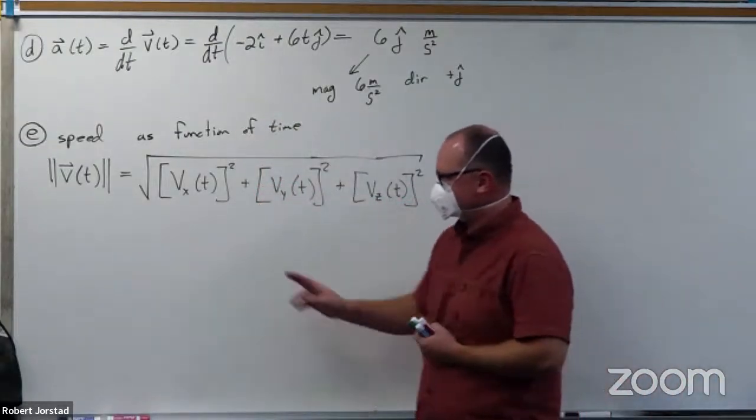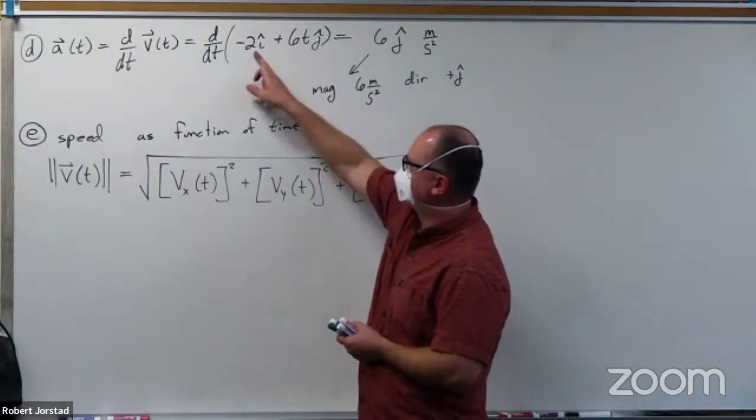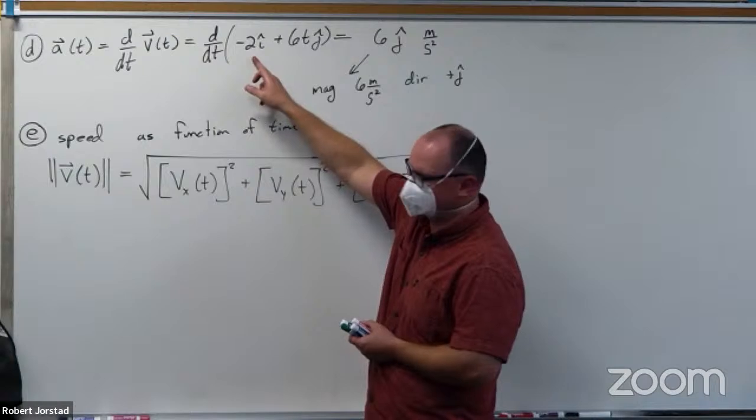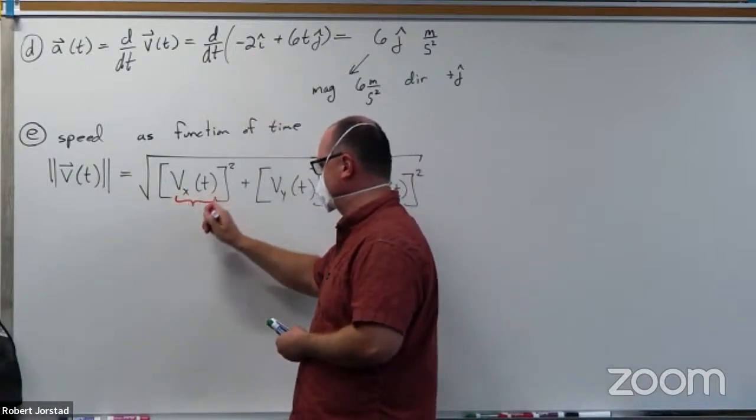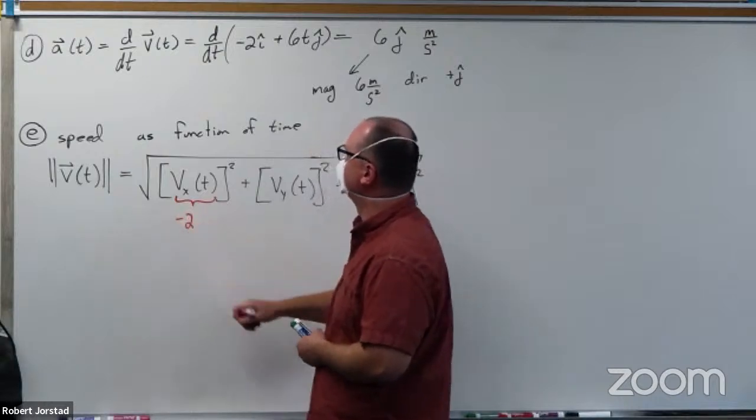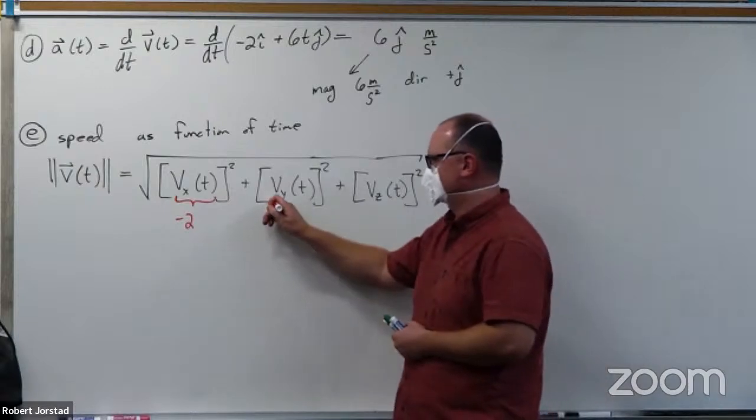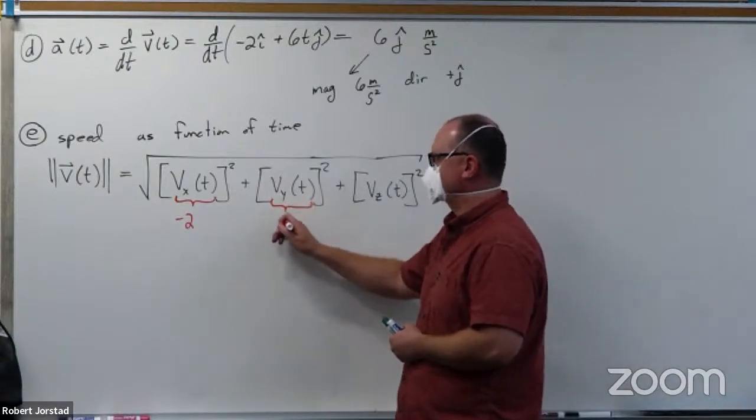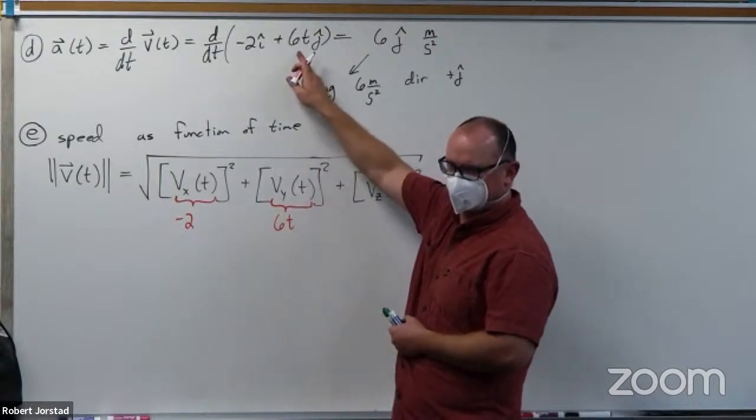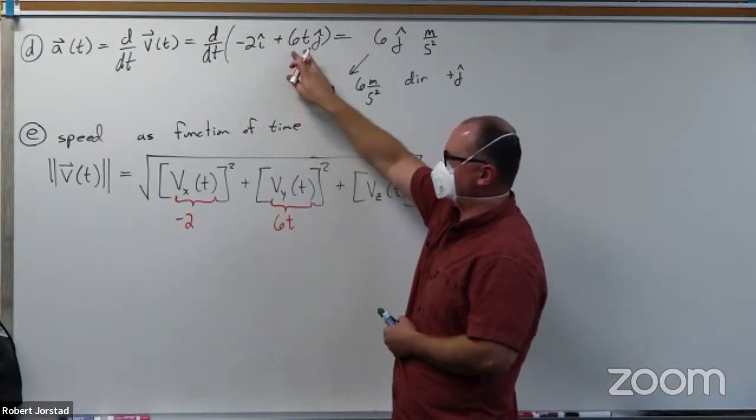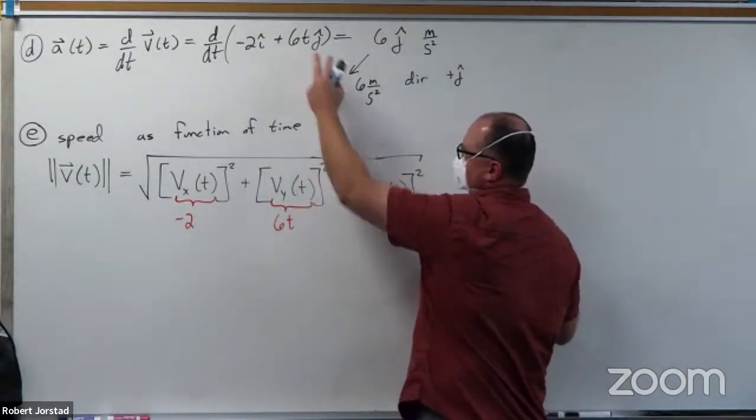In this case, do I know Vx as a function of time? It's -2, right? What's Vy as a function of time? 6t. Right? It's not 6. This whole thing is what's sitting in front. So the idea is Vy as a function of time is everything that's in front of the j hat.